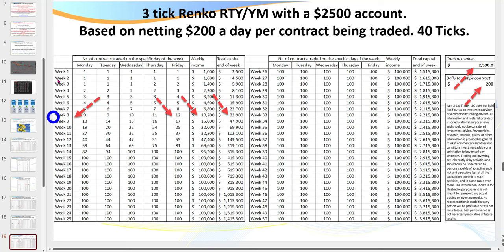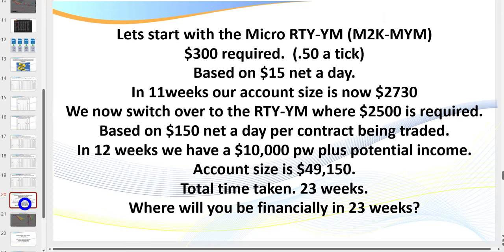The sort of income, traders, is the true potential. So if you're going for your 150 a day, which is an extremely realistic target, you start off with 300, allowing a wee bit more for micros, based on 1,500 a day. Now remember, the micros are 10% of the value. 11 weeks, we jump up, and then we go to 150 a day, which is 10 times that, the big contract. It's taken us 23 weeks to get to a potential income, and I've got to say potential legally, of 10,000 a week. This is the true potential of day trading.